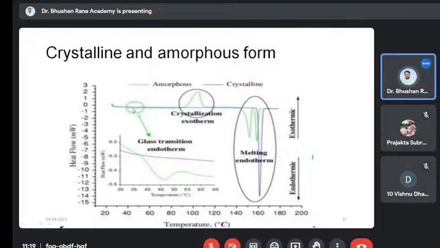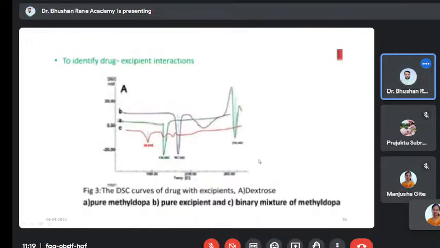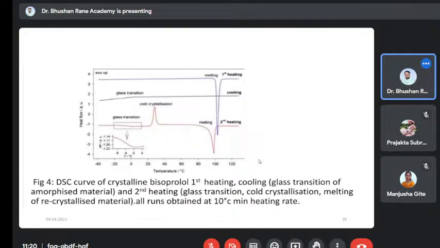So this slight drift in the baseline indicates the glass transition temperature. That is the endotherm, which is a characteristic peak of our drug molecule. This indicates crystallization, and this is the melting endotherm. Likewise for the interaction between the drug and excipients. So here is the glass transition temperature, where a slight drift is there.